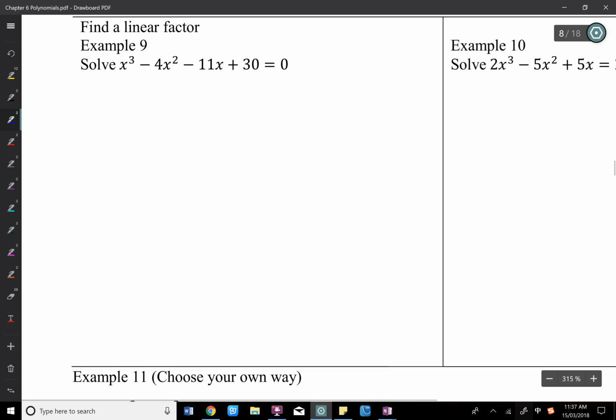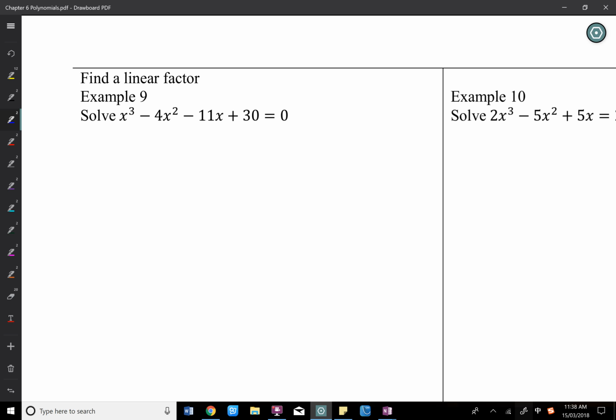Well, it's equals to 0, but doesn't matter. Just forget equals to 0. So I want you to factorize the left hand side by using the same method here. So try this method. So 30 can give you a lot of factors.